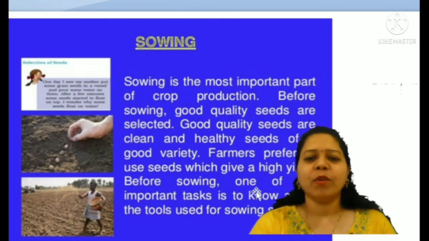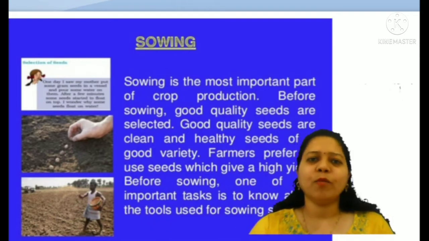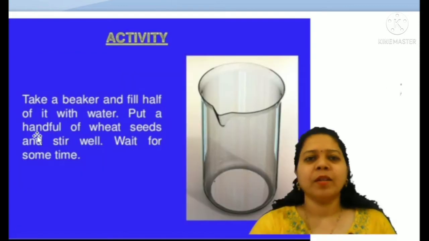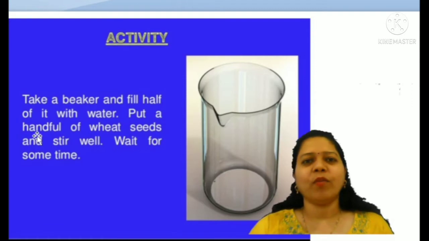Before sowing, one of the important tasks is to know about the tools used for sowing seeds. Before sowing seed, we need to collect good quality seeds so that the crops we grow will be of better quality. Now, how to find good seeds? We need to do one activity to find out the good quality seeds.